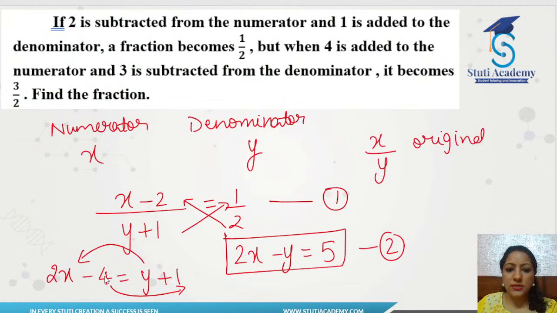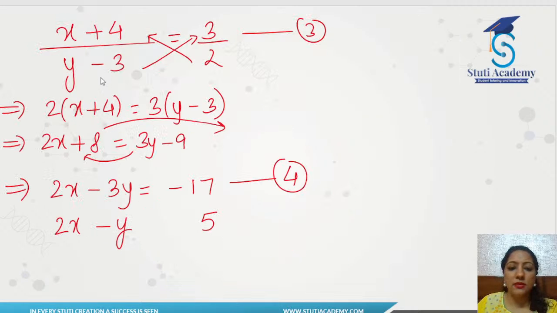So, this is 2x minus 4y. Just give me 1 minute. It's 4 plus 5. And then we have 4 adding to the numerator, 3 subtracted from the denominator. The fraction becomes 2 by 3, 3 by here. And okay.